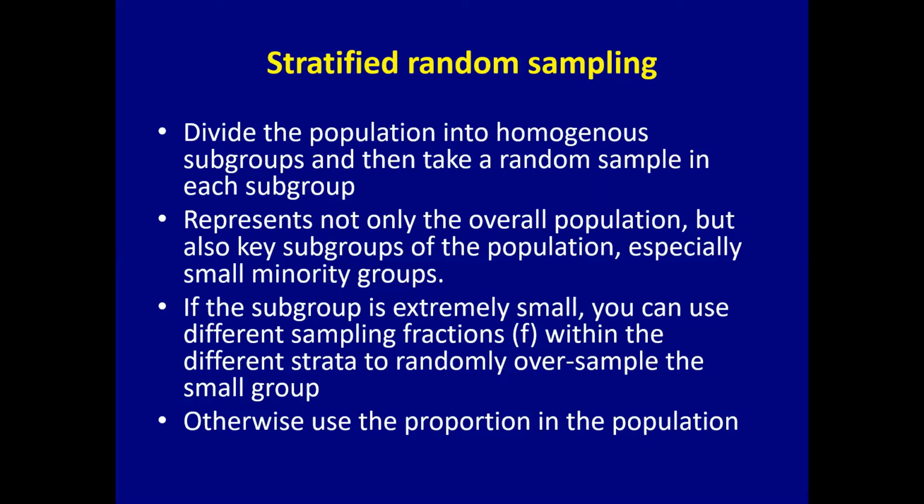Other examples: in a school, there is class 10 and class 12. Based on the population, you make strata, a layer of class 10 and a layer of class 12, and then you perform stratified random sampling.